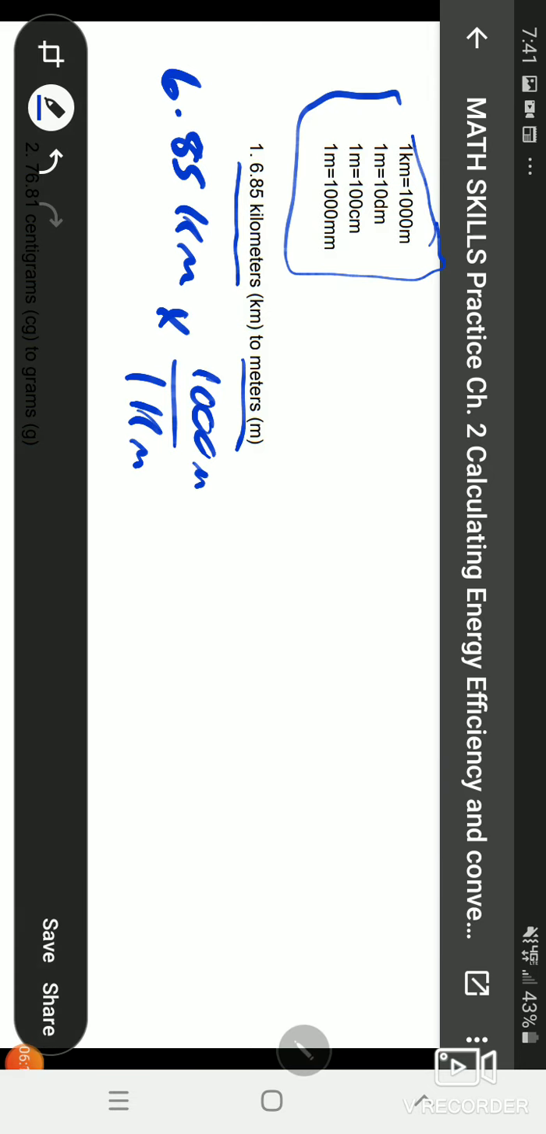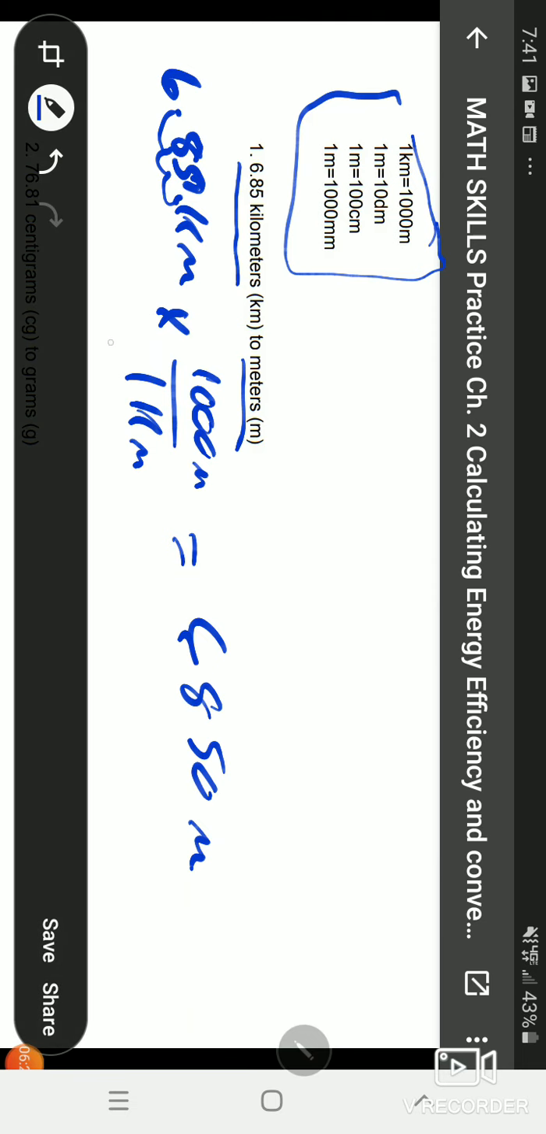So now I take 6.85 and multiply it by 1,000. I could just move the decimal place over 3 times, 1, 2, 3. So I'm going to get a 0 there. I'm going to end up with 6,850 meters. You can divide it then by the 1, but it's not going to change anything. So sorry, that's a 6. 6,850 meters is your answer.